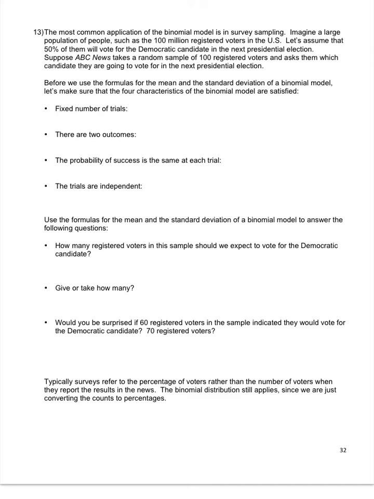All right, before we can use the formulas for the mean and standard deviation of a binomial model, let's make sure that the 4 characteristics of the binomial model are satisfied. All right, so fixed number of trials. Note that we were going to sample 100 registered voters, so yes, there are 100 voters that we're going to look at, so 100 trials. There are two outcomes. They can either vote for the Democratic candidate or somebody else, or we can say or not. So there's our two choices.